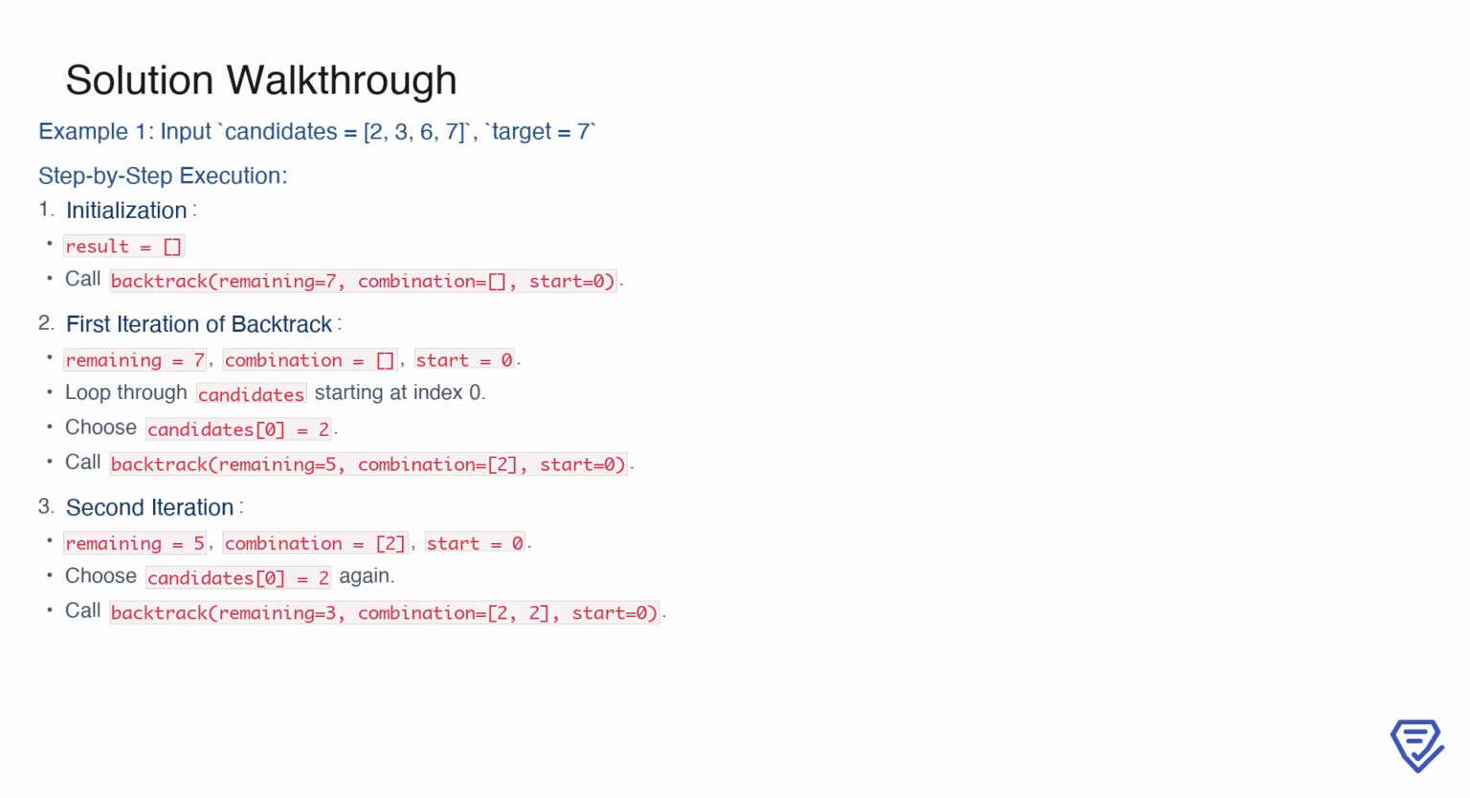In the first iteration, we explore the candidate at index 0, which is 2. Adding 2 to the combination reduces the remaining target to 5, so we recursively call backtrack again with the updated combination, [2], and the same starting index. In the second iteration, we continue with the candidate 2, reducing the remaining target to 3 and updating the combination to [2, 2]. Again, we recurse with these updated values to explore further possibilities.